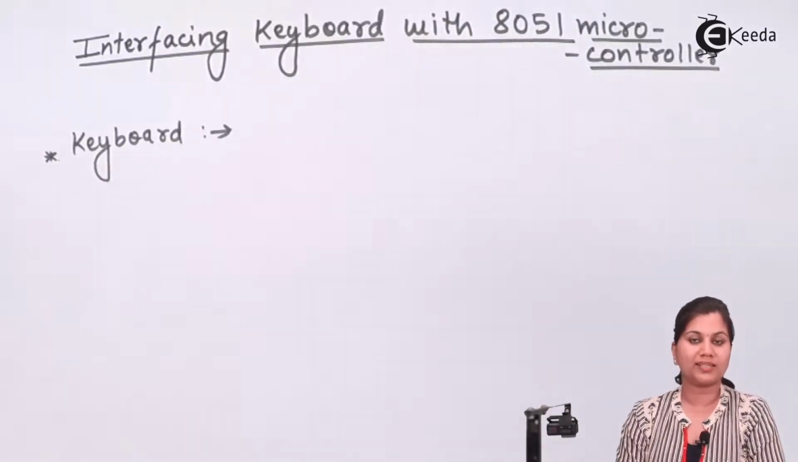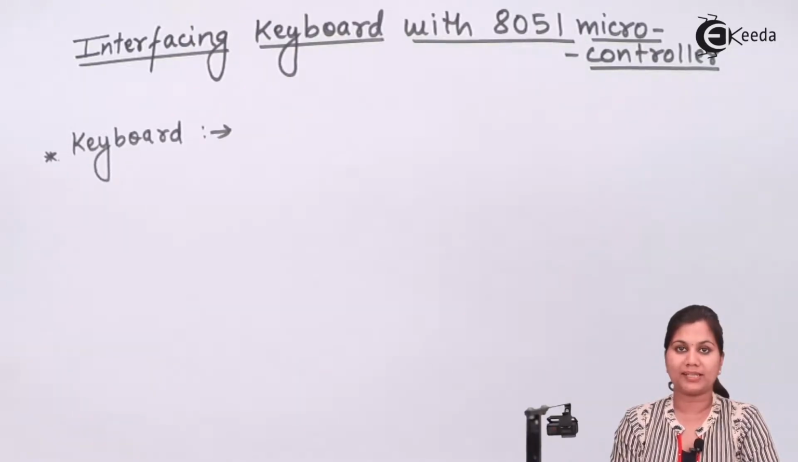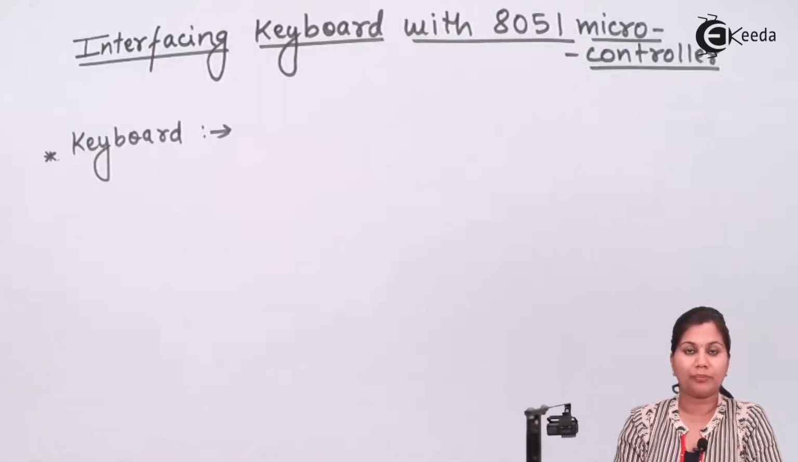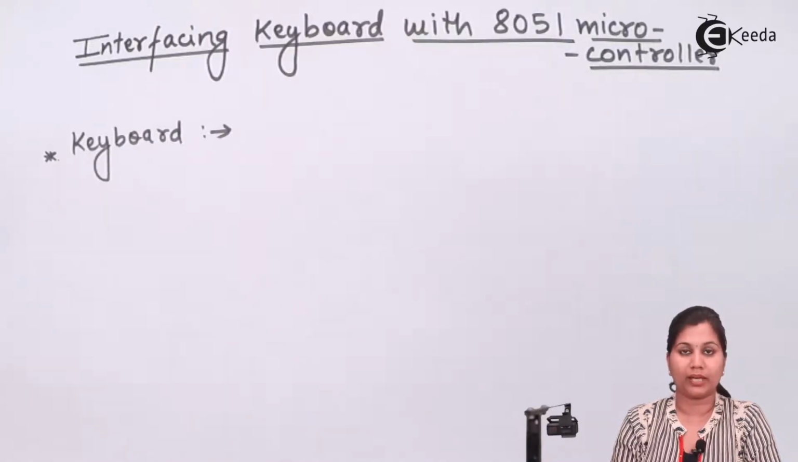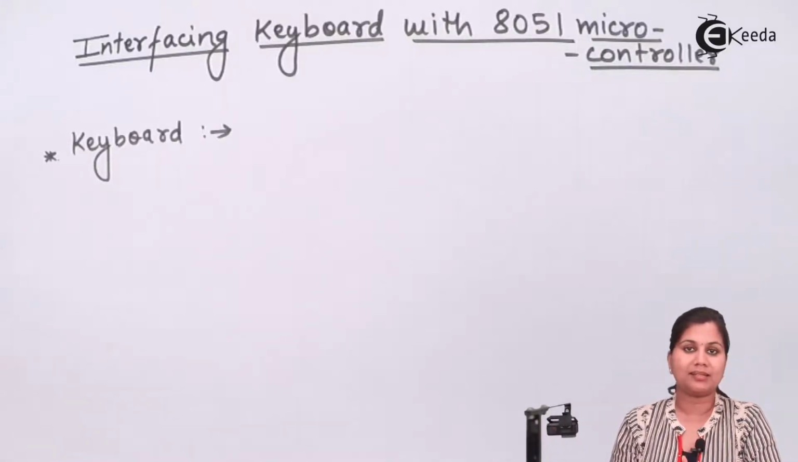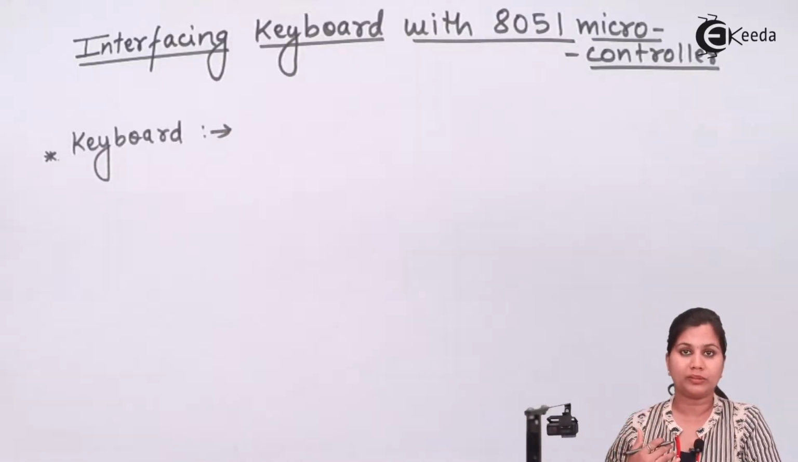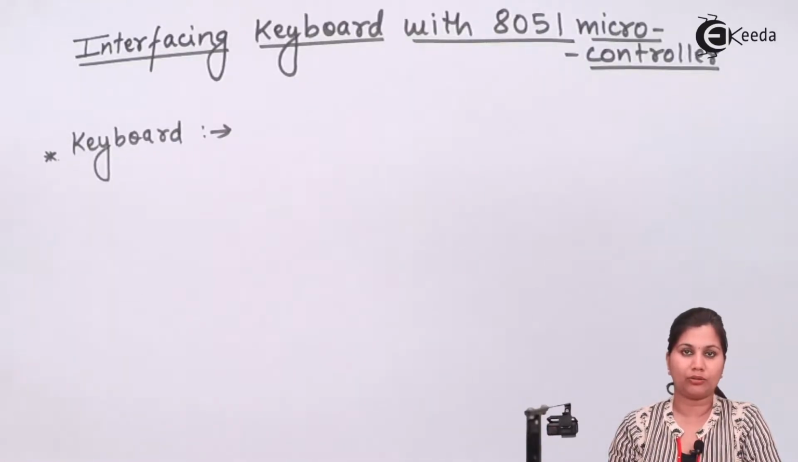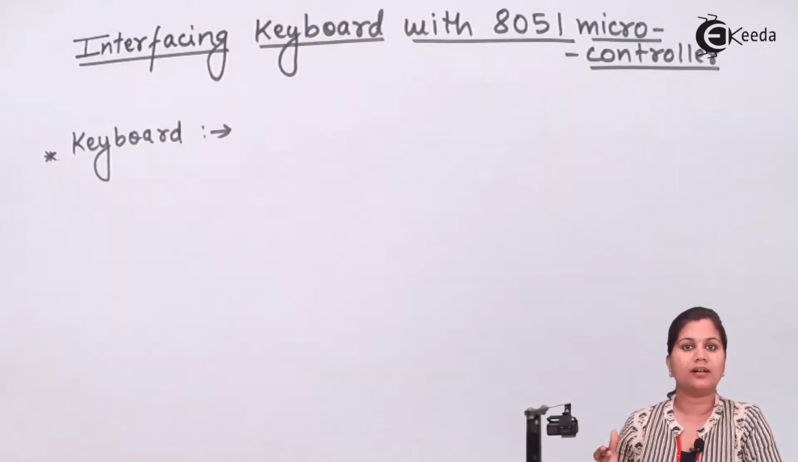So first of all, what is a keyboard? We know that the keyboard is an input device, and this input device is used to give input data to the microcomputers or the microcontrollers. So it acts as a human interfacing device. Interfacing means the communication path. If humans want to interface or communicate with the microcontrollers or microcomputers, how are they going to provide the data to the microcontrollers? For that we use the keyboard.